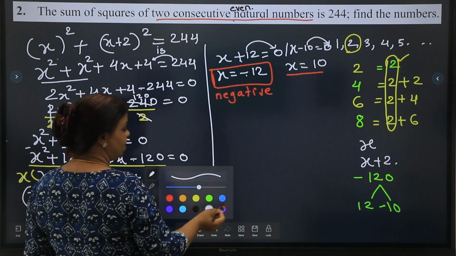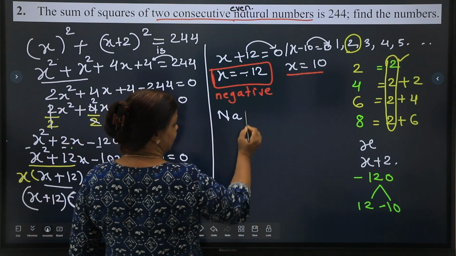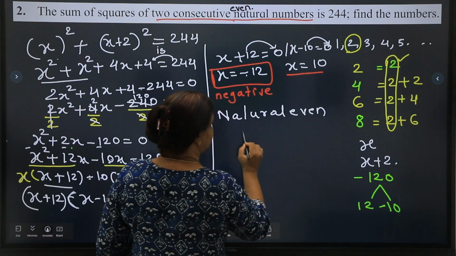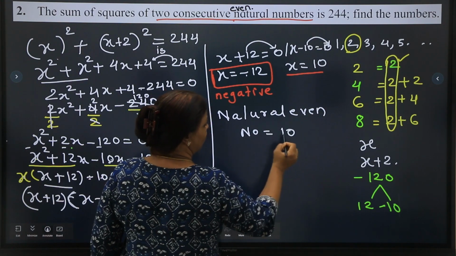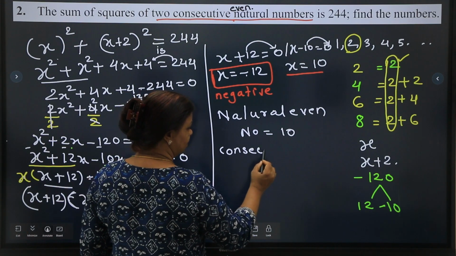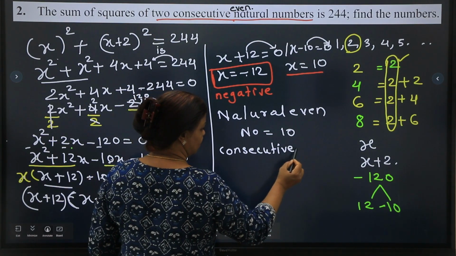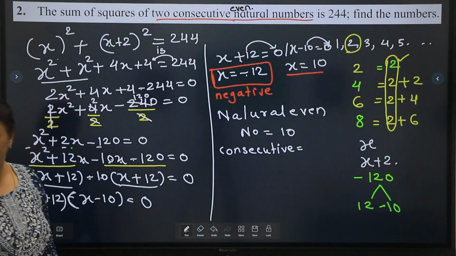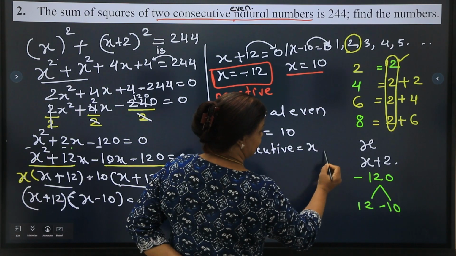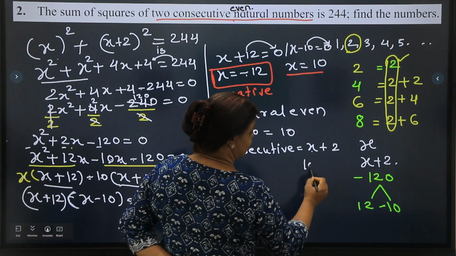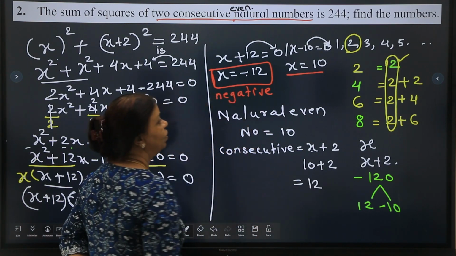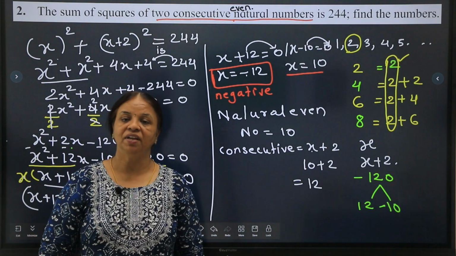The natural even number is 10. What is the next consecutive number? It would be x plus 2, x is 10, 10 plus 2, which is equal to 12. So 10 and 12 are the two natural even numbers.